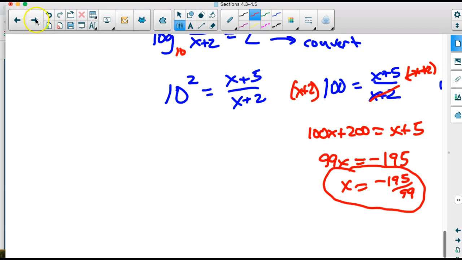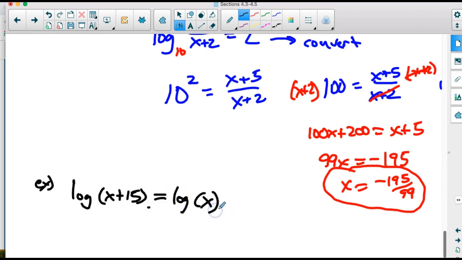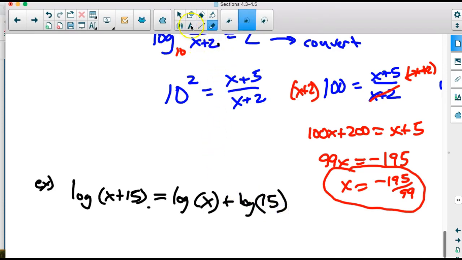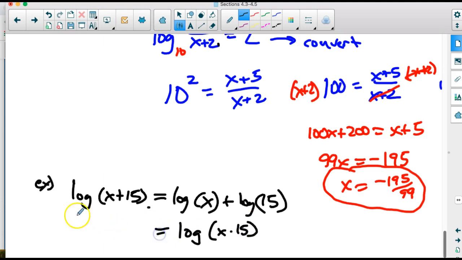We'll do one more example with logs in it. Let's do this one. We have log of x plus 15 equals log x plus log 15. Now, this one, we would put these together. A sum is a product, so this side over here is log of x times 15 equals log of x plus 15.